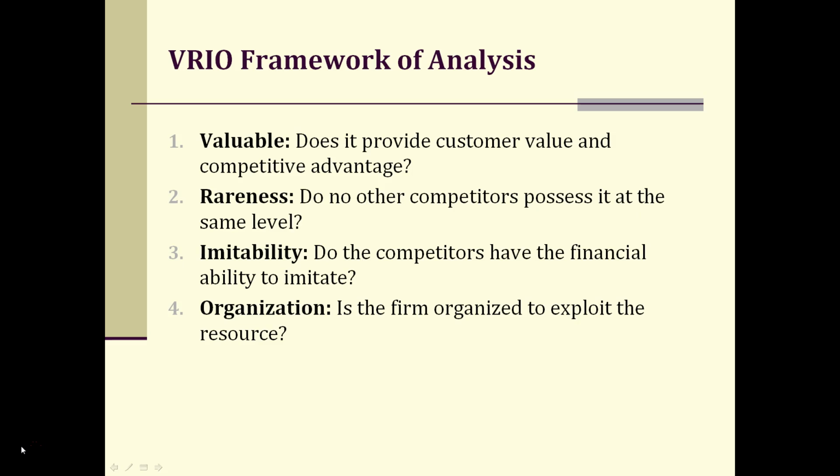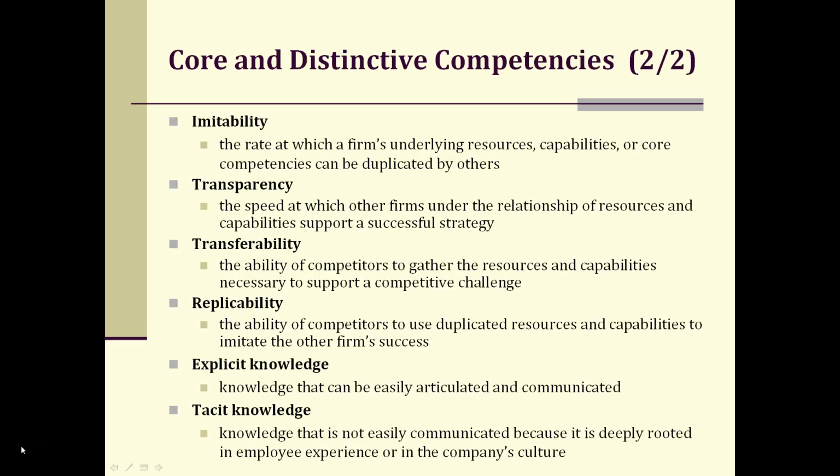So looking at these core and distinctive competencies, imitability is the rate at which a firm's underlying resources, capabilities, or core competencies can be duplicated by others. Transparency is the speed with which other firms can understand the relationship of resources and capabilities supporting a successful firm strategy.